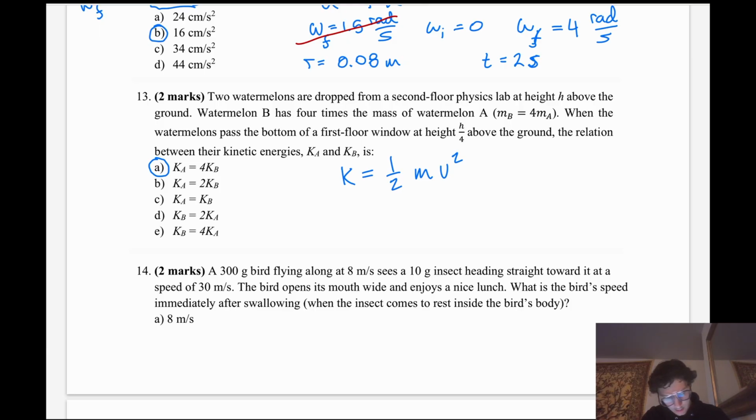Right? Because KA is 4 times this. So this is smaller than KA. You have to multiply this KB by 4 just to get the value of KA. All right, I think that's good.